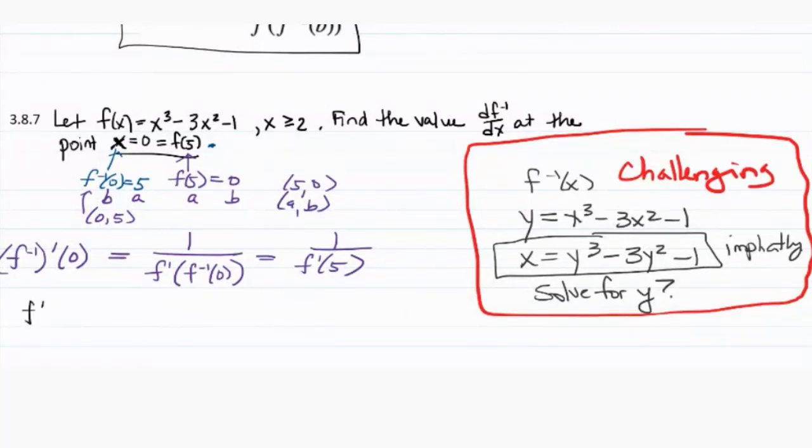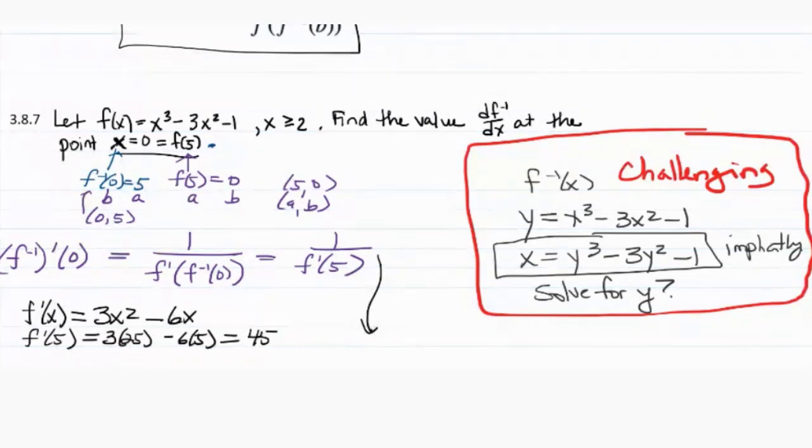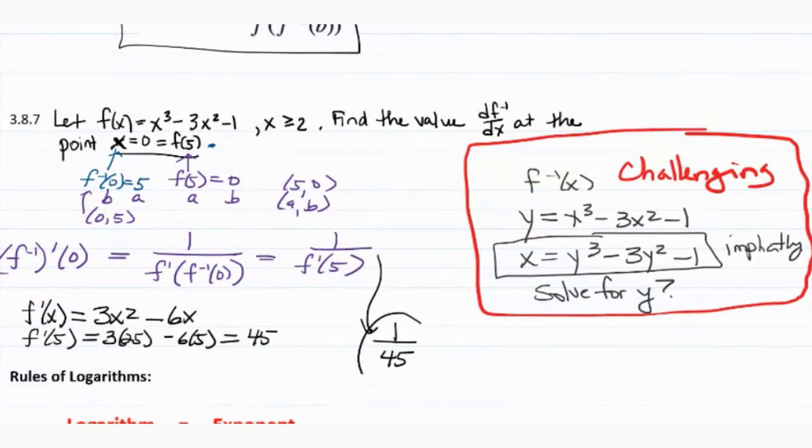So what is f prime of x equal to? Good. f prime is equal to 3x^2 - 6x. We need f prime of 5, so that's going to give us 3 times 25 minus 6 times 5. What is that? 75 minus 30 is going to be 45. So therefore, this is going to be equal to 1 over 45.